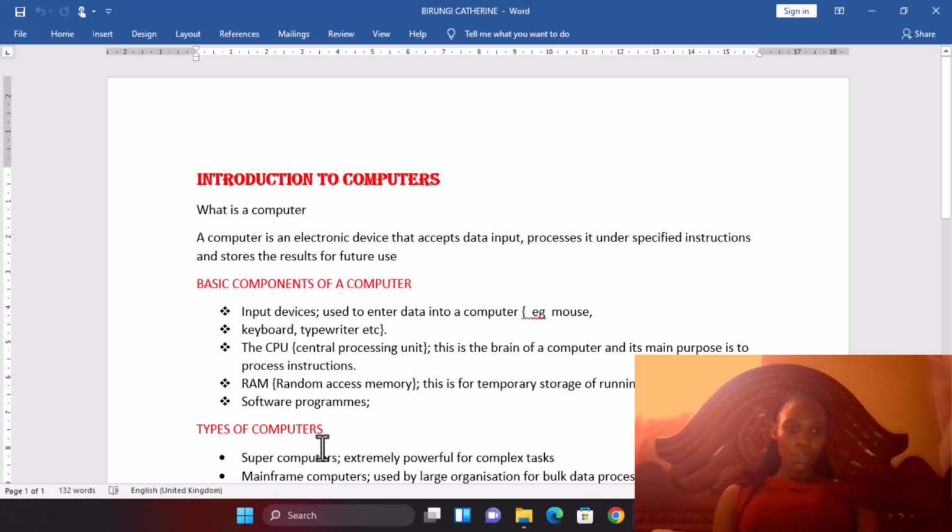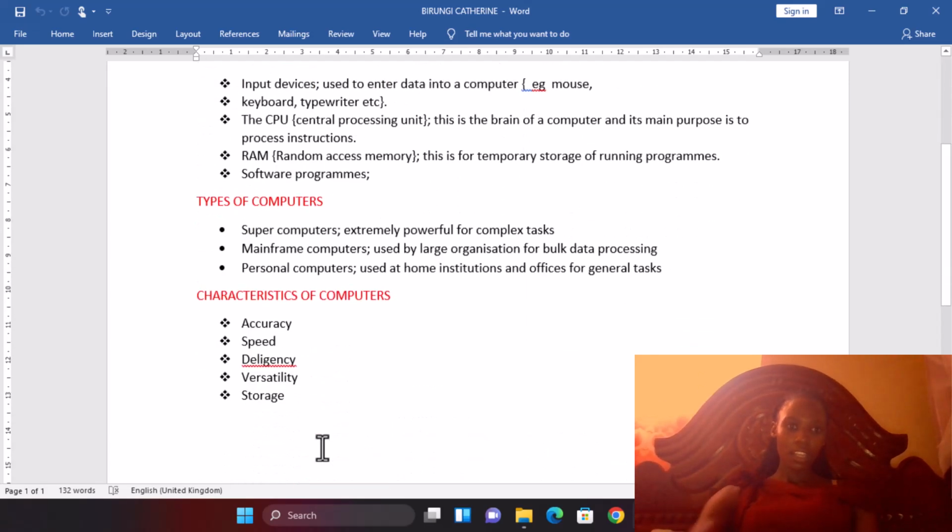I can also talk about the types of computers as well, whereby we have the supercomputers. These are extremely powerful for complex tasks. For instance, they are used in weather forecasting, meaning their purpose is to perform those heavy and large tasks. That's why they are extremely powerful.